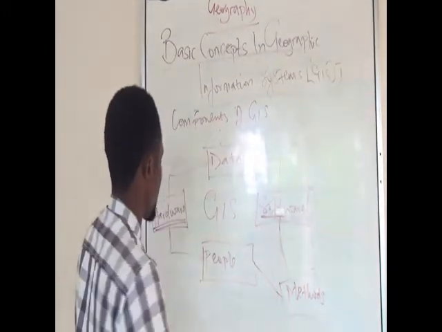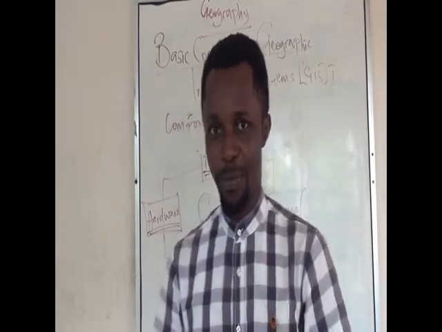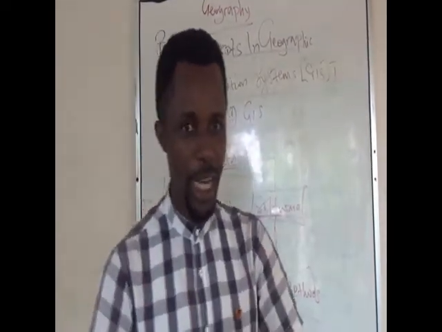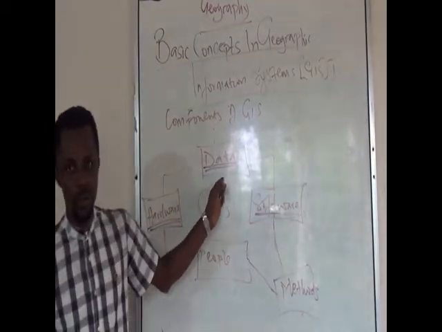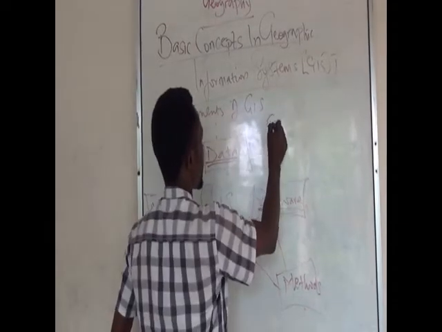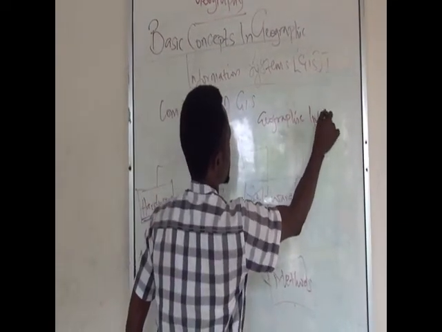Now we have data. What do you mean by data? Information. Yes. GIS works on information. Information you feed to it. And what kind of information are we talking about here? Geographic information.